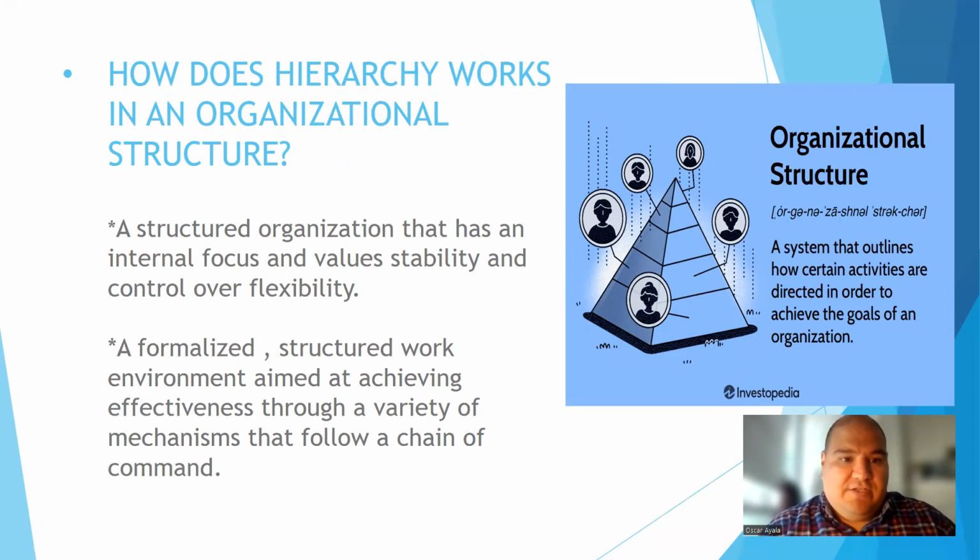How does it work in an organization structure? It's a structured organization that has an internal focus and values stability and control over flexibility. What does it mean? It means that when there's a hierarchy, there's obviously someone at the top of the pyramid, just like we can see in the picture on the slide. There's always someone that will give the orders, and then that order will follow the chain of command. It is a formalized structure, a work environment aimed at achieving effectiveness through a variety of mechanisms that follow a chain of command. In any situation, we're going to see some examples of how this is applied in society.